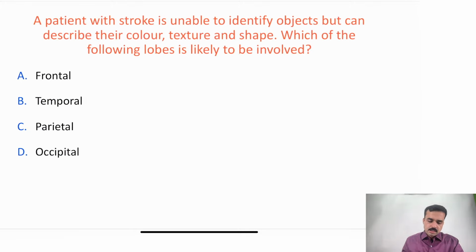Neurology. Going on with it: a patient with stroke is unable to identify objects but can describe their color, texture and shape. Which of the following lobes is likely to be involved? This was a tricky question. It was asked in November INI.